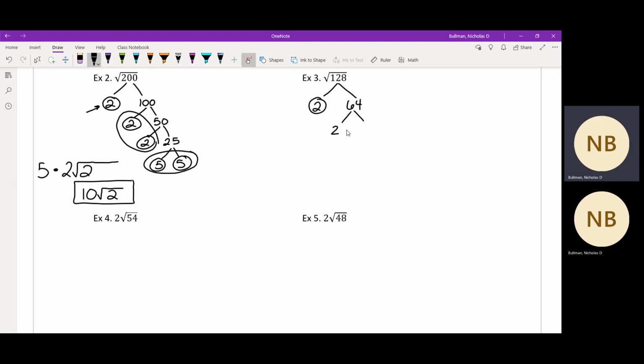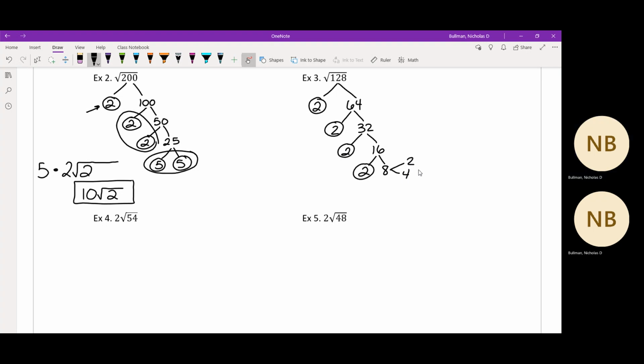Again, 64 is even, so I could do 2, and it'll be 32. 32 is even again, so it's 2 and 16. 16 can be 2 and 8. I'm gonna run out of room here. 8 can split off as 2 and 4. And then 4 will split off as 2 and 2.